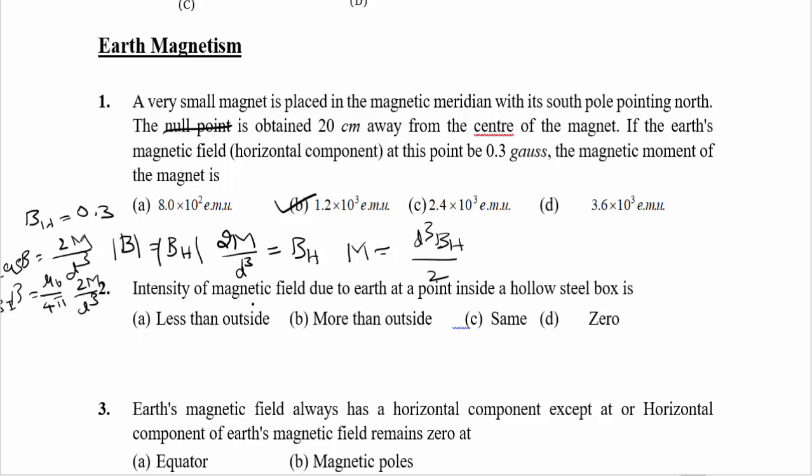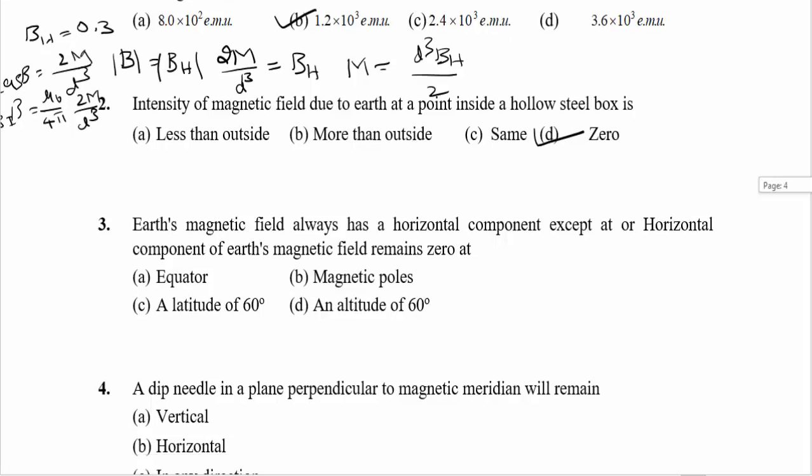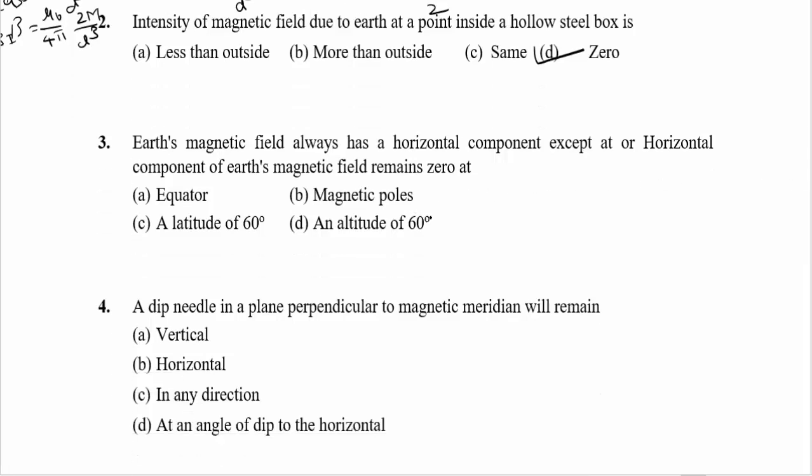Next question. Intensity of magnetic field due to earth at a point inside a hollow steel box is. The magnetic field due to earth inside the hollow steel box. If you take any hollow steel box, its permeability is very low. It will not allow any magnetic field, so the option will be 0. No magnetic field is inside the steel box.